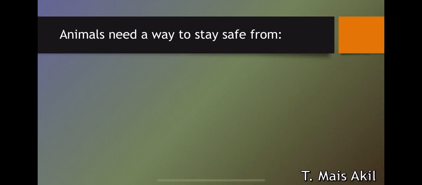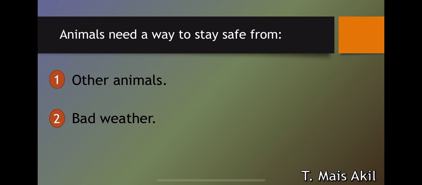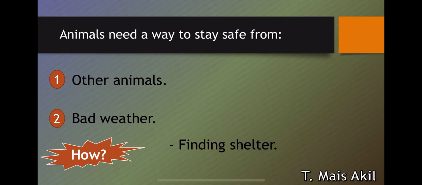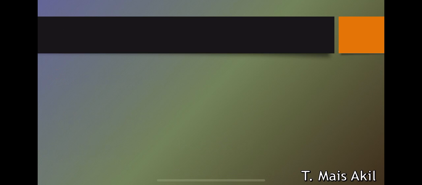Animals need a way to stay safe. What do they want to stay safe from? Yes, from the other animals that want to hunt them or from the bad weather. How could animals stay safe? Yes, by finding a shelter, hiding in a safe place, or by using their special structures. Let's start now with finding a shelter.